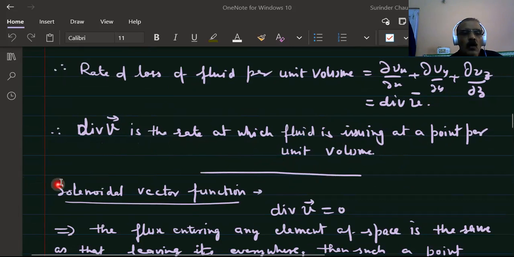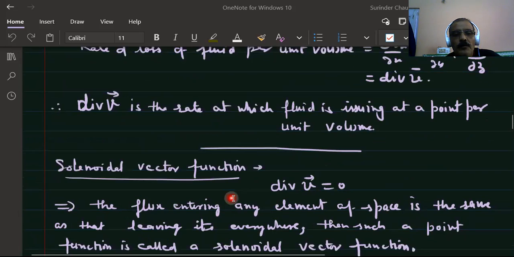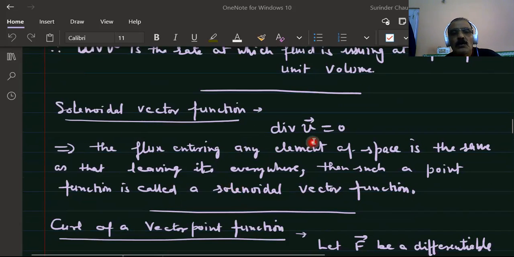Now the solenoidal vector function. If divergence of v is equal to 0, what is the meaning of this? If divergence of v is equal to 0, the flux entering and leaving, the flux entering any element of phase of the same is the same as that leaving it everywhere.